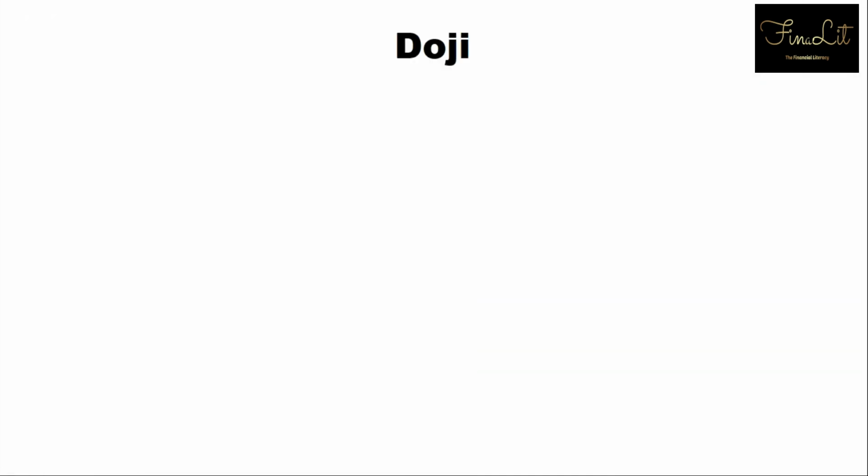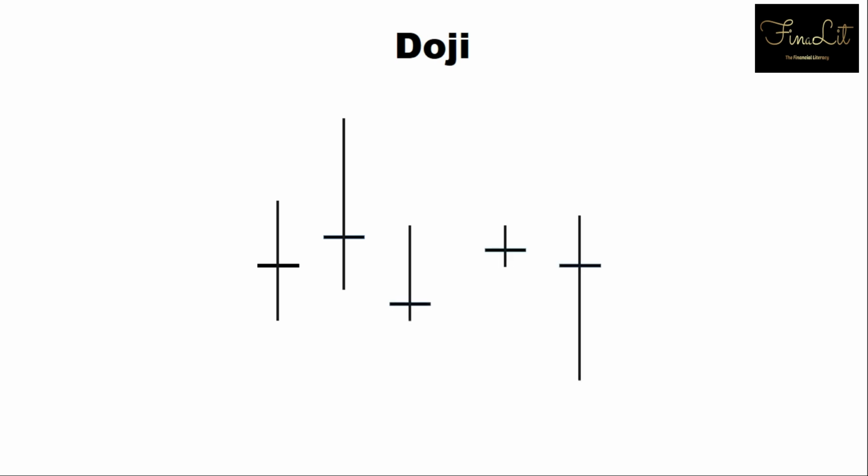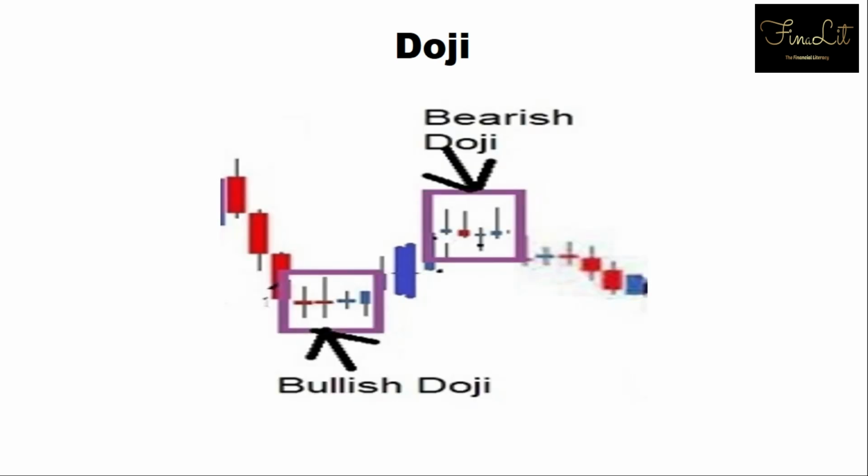Doji. It doesn't have a real body at all. This means the open and close prices are equal. Dojis provide crucial information about the market sentiment. A trader's stance based on dojis is similar to the stand taken when a spinning top occurs.